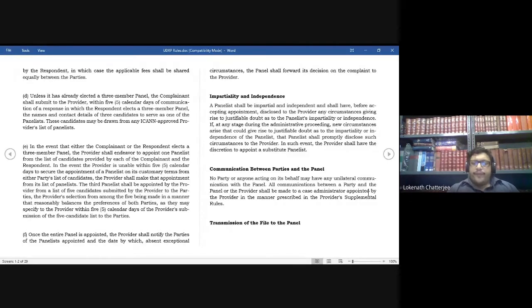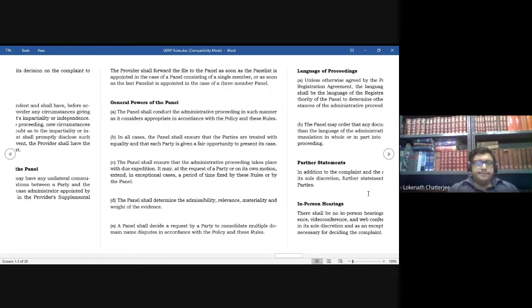Communication between the parties cannot be done unilaterally. It has to be done keeping all stakeholders, including the provider. Moving on.